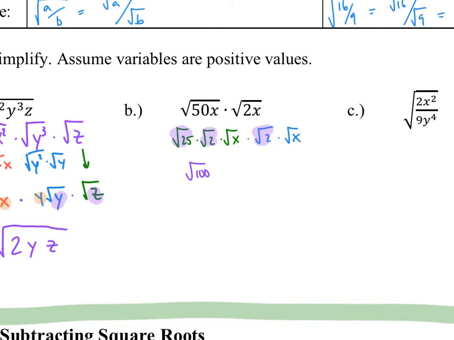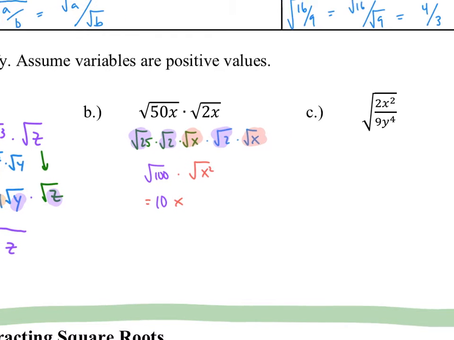And we can take all of the variable pieces and push them together. So this x times x being x squared. So we have times the square root of x squared. And then, well, the square root of 100 is 10. Square root of x squared is x. So it must be equal to 10x. Yeah, so many different ways we could have approached that, but that's just one way.